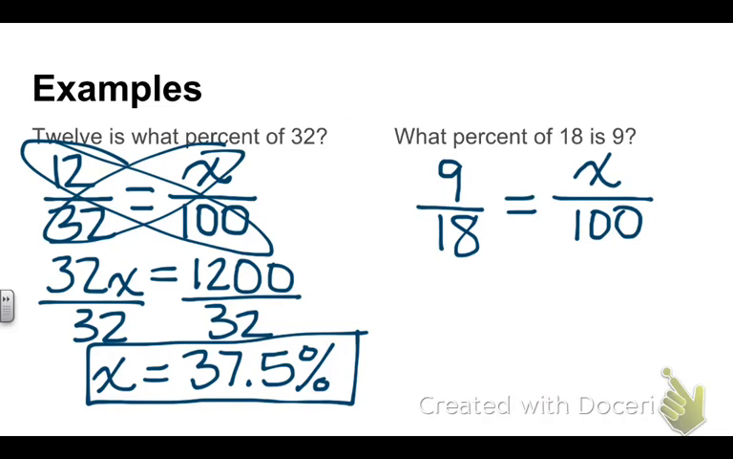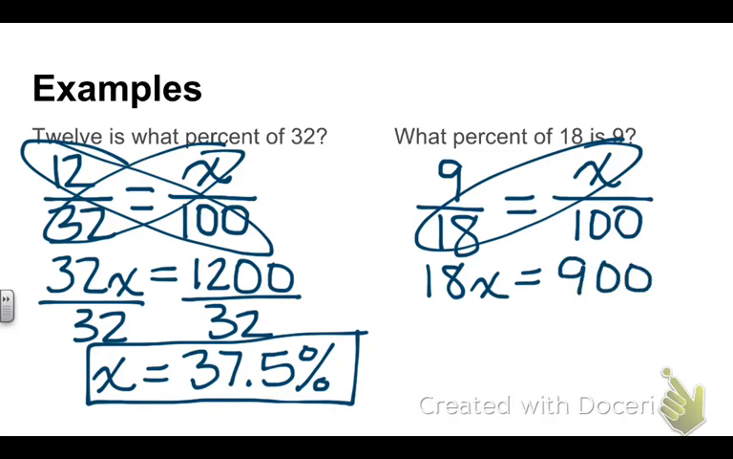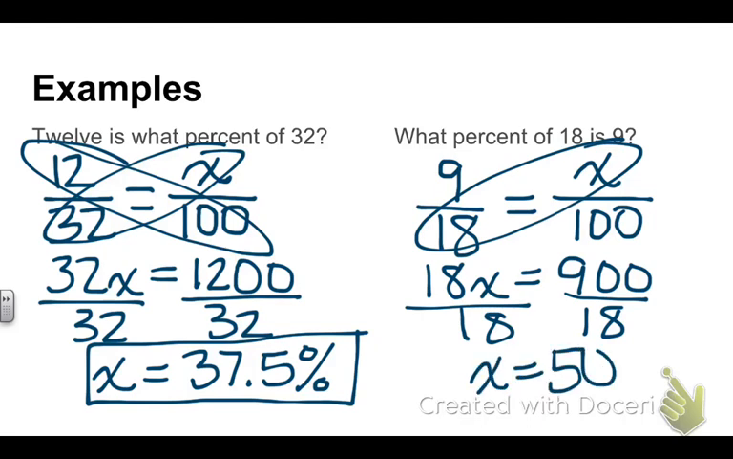Some of you can probably see it, all right, but I want to cross multiply. So 18x is equal to 900, and if we divide by 18 on both sides, X is going to give us 50%. Some of you guys might have been able to see that. 9 is half of 18, so X is going to be 50%.